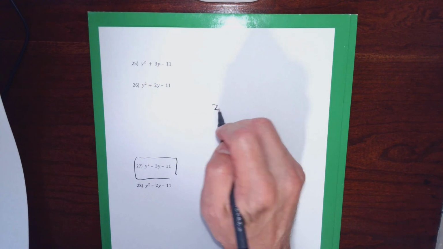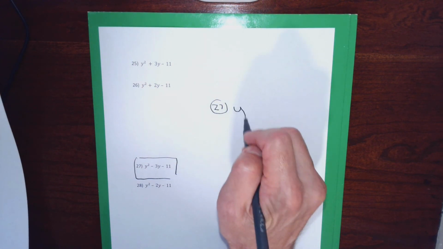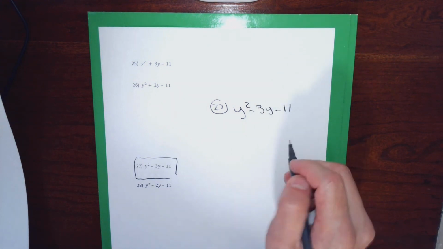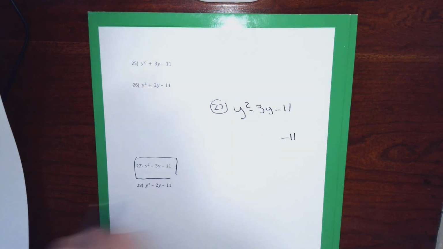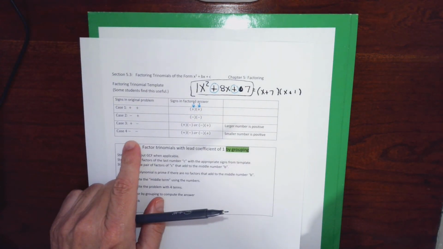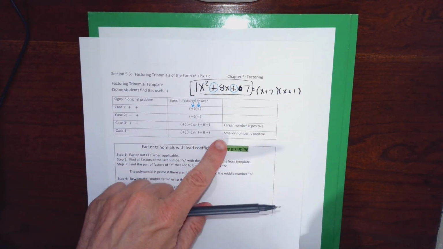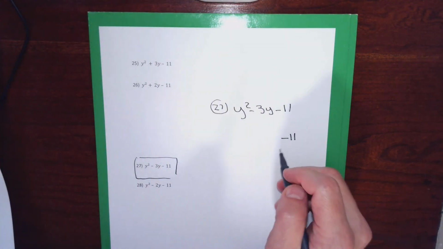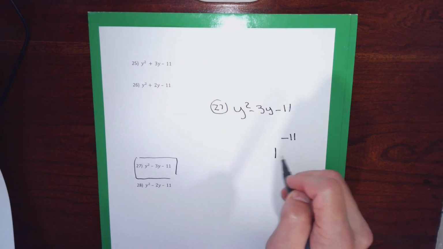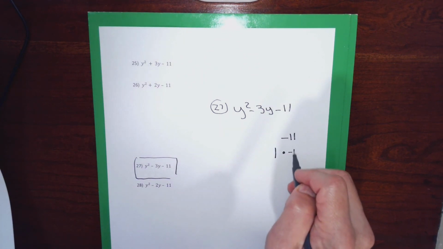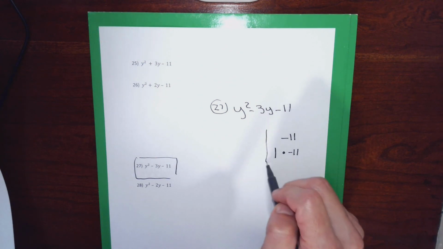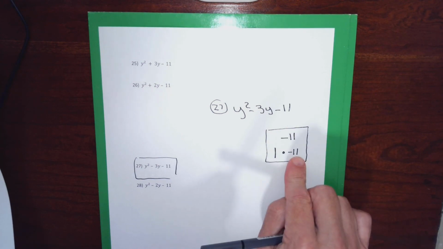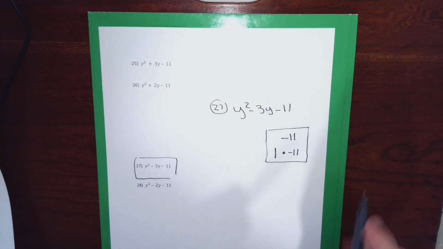So 27 is y squared minus 3y minus 11. I need to work on the factors of minus 11. My template tells me I need a plus and a minus with the smaller number positive. So I'm going to write the factors of minus 11. Smaller number positive, bigger number negative. Those are the only factors of minus 11 that are going to be useful because those are the only numbers that multiply out to negative 11, smaller number positive, bigger number negative.